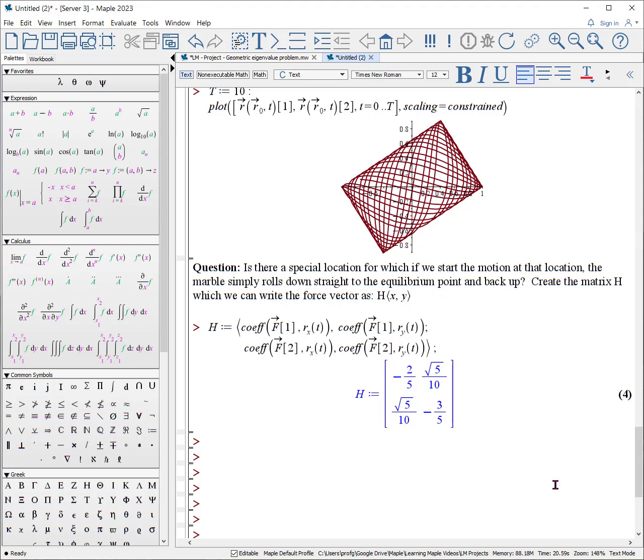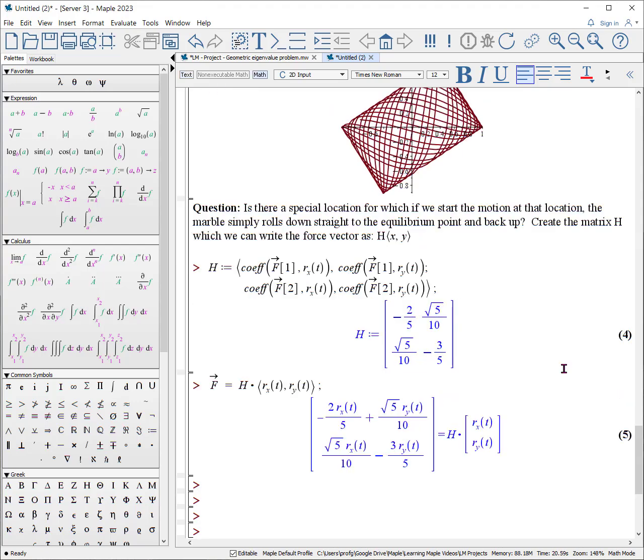So now we get to the point of this exercise: how do we geometrically interpret the eigenvector? We ask the question, is there a special location for which if we start the motion at that location, the marble simply rolls down straight to the equilibrium point and back up again? To do this, we will create the H matrix, which is really a matrix of the x and y components of the force. So these are the coefficients here, which means the force vector is h times r.